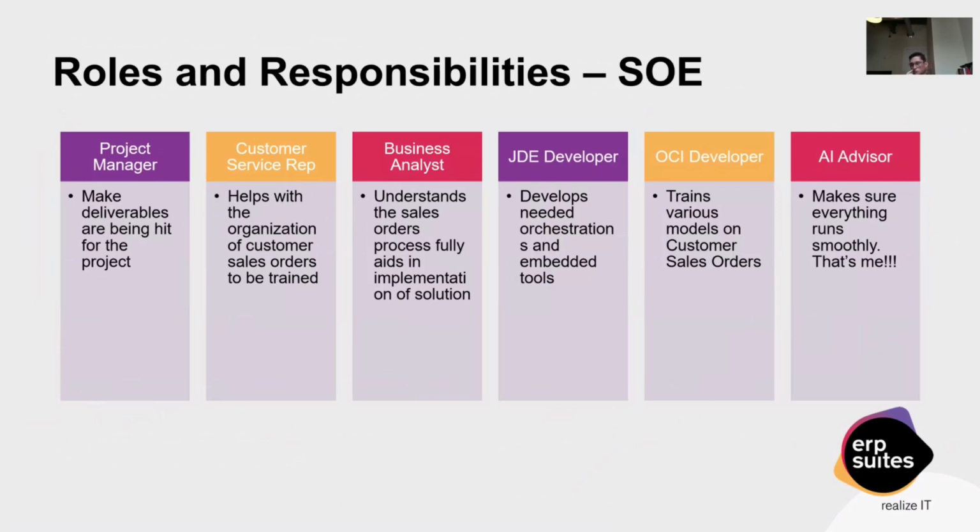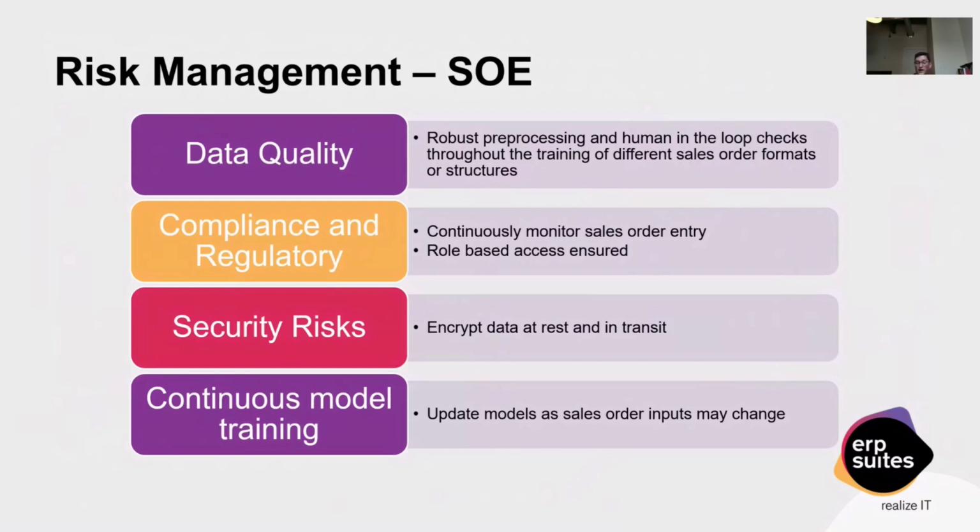Risk management, again, a huge one that comes up. There are definitely going to be more that come up other than these four. But the big one, right, data quality. And again, I encourage you to watch all the data and infrastructure sessions that have happened today, all the security ones, because there will be more that I have not covered here. But really, risk management, right? So data quality, and on the right there, what you see is what we will aim to strive for. It's building robust pre-processing and human in the loop checks throughout the training for different sales order formats and structures. And then you'll see compliance and regulatory as well, right?